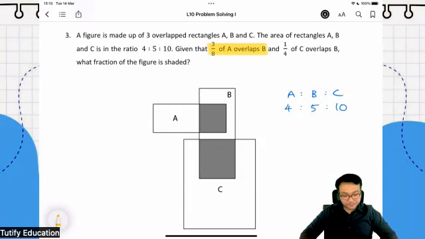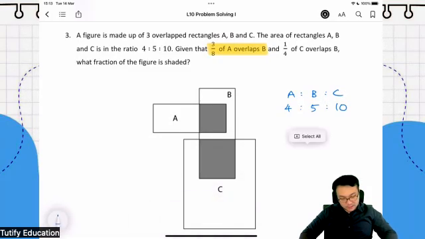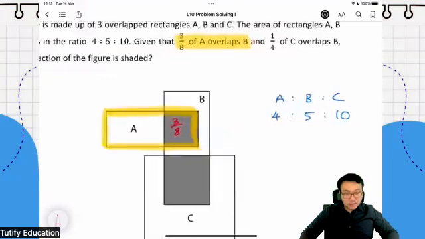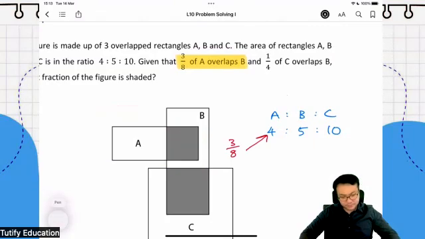Alexis, can I ask you? Alexis, 3 out of 8 of rectangle A. So look at rectangle A here. They say that 3/8 of it is overlapping with B. Rectangle A is supposed to have 4 units. Is it easy for us to find 3 out of 8 of 4 units? Yes or no? No. No, not easy, right?